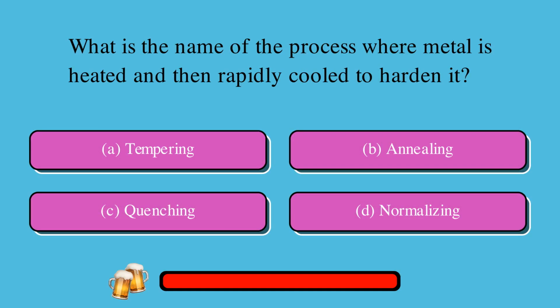What is the name of the process where metal is heated and then rapidly cooled to harden it? Is it A. Tempering, or B. Annealing, or C. Quenching, or D. Normalizing? The correct answer is C. Quenching.